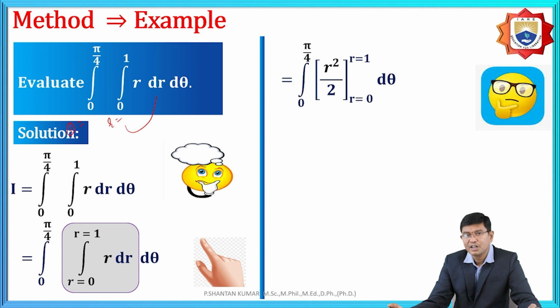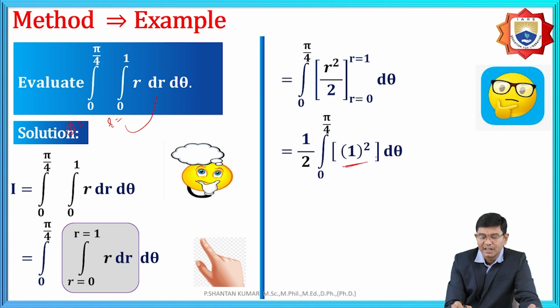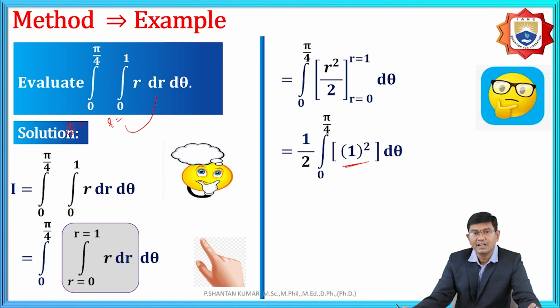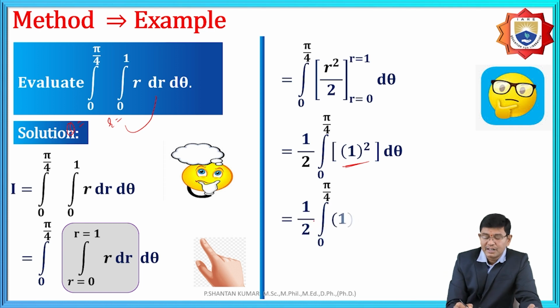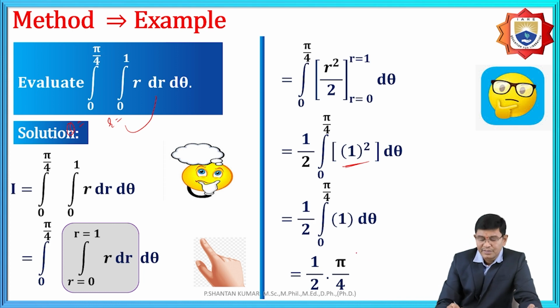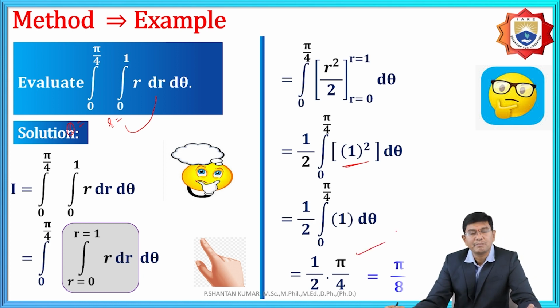And 1 by 2 we take out common outside; the rest is 1 into d theta, and 1 square is just 1. Then we integrate with respect to theta. The integration of 1 with respect to theta is theta. Then 1 by 2 into theta, with the replacement of the upper and lower limits, gives pi by 4. Therefore the final solution is pi by 8.